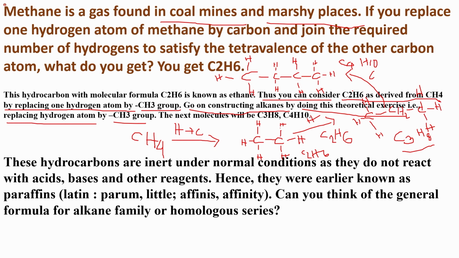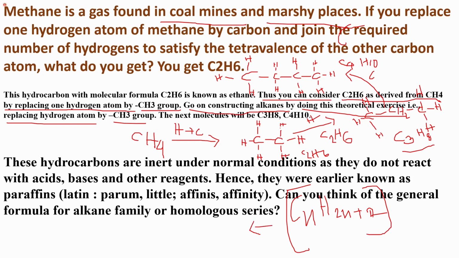So can you think of the general formula of the alkane family or homologous series? If you see that carefully, C3H8, C2H6... so now you can see the general formula will be CnH2n+2. So this is the general formula of the alkane moiety.